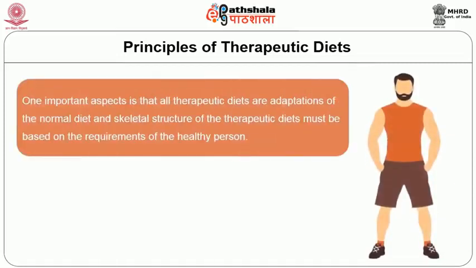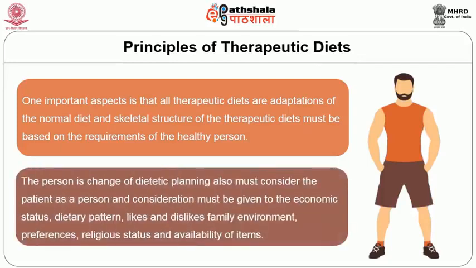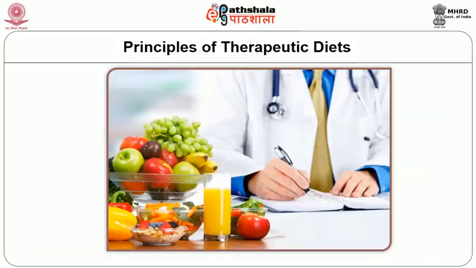One important aspect is that all therapeutic diets are adaptations of the normal diet and are based on the requirements of the healthy person. The dietetic planning must also consider the patient as a person, and consideration must be given to the economic status, dietary pattern, likes and dislikes, the environment of the family, preferences, religious status and availability of the food items. Dietetics must always allow room for flexibility, and rapport with the patient is essential to make the dietetic regimen a success.